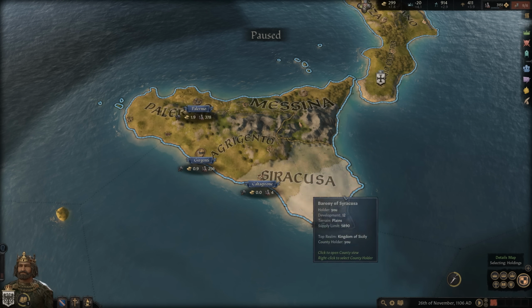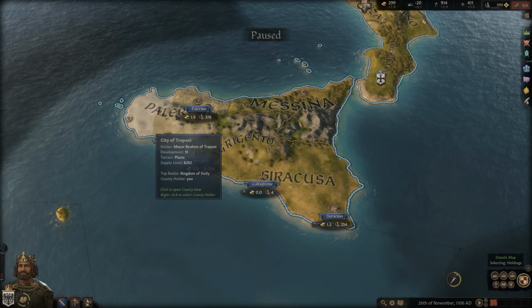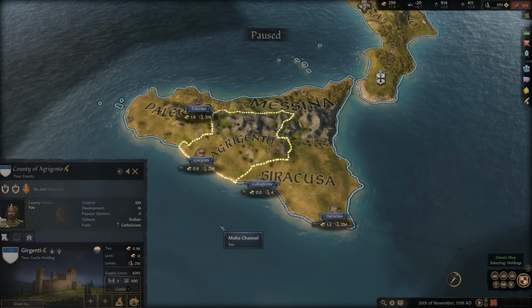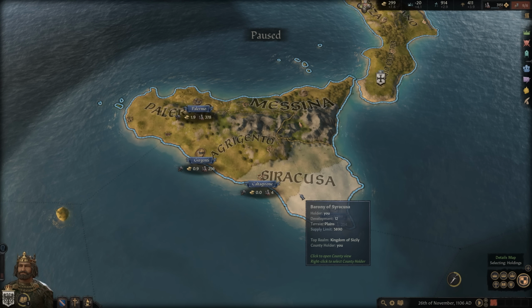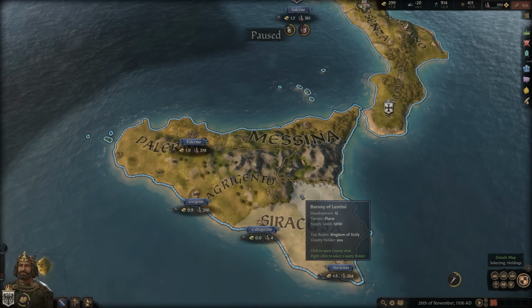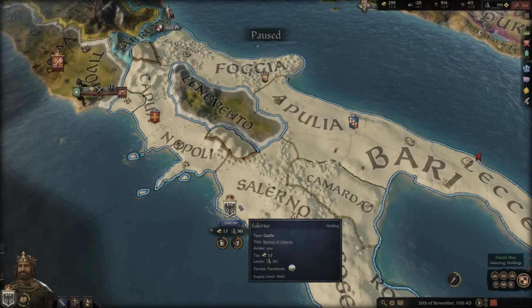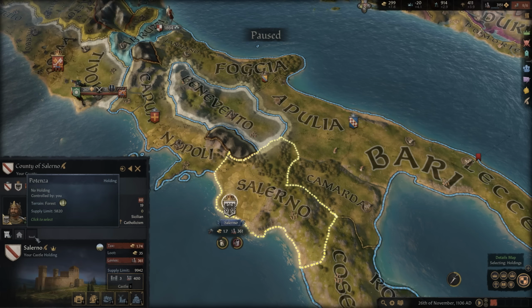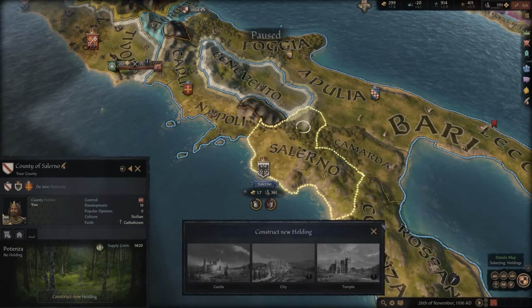So I've focused on as much taxes as I can here, because this is all coastal, so I wanted to have a lot of good trade coming in and out, and I have a lot of these counties, so might as well increase the amount of taxes. Again, Salerno, I only have Salerno, so might as well make this more of a military location, maybe even making another castle when I can.